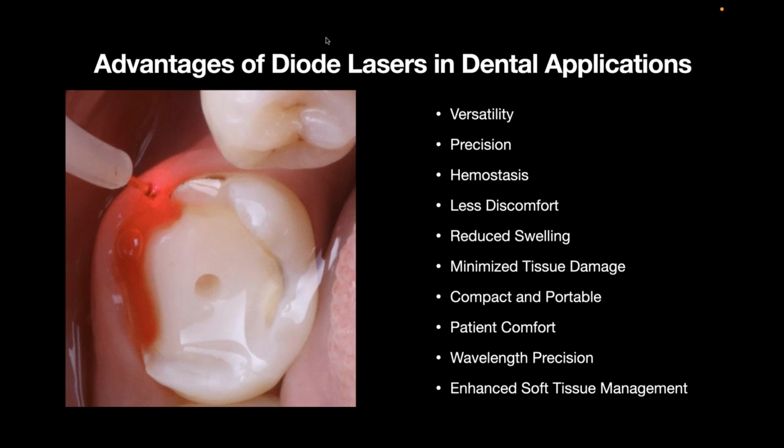Just do some laser troughing around that tooth and you are ready to go. Take an impression. If it doesn't work out, take another impression, but the tissue is already retracted. You don't have to worry about that. You don't have to worry about any bleeding. So there's going to be less discomfort, reduced swelling, minimal tissue damage.